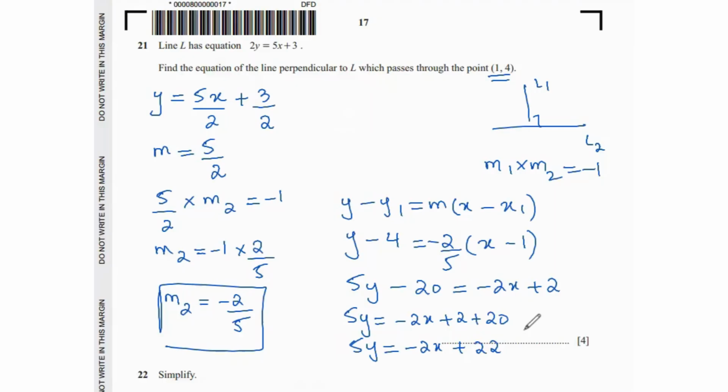We can leave the answer as it is, or if we want to convert into slope-intercept form by making y the subject, that is also correct. Either way, they'll give you the marks because they haven't specified the format in the question. So this would also work.